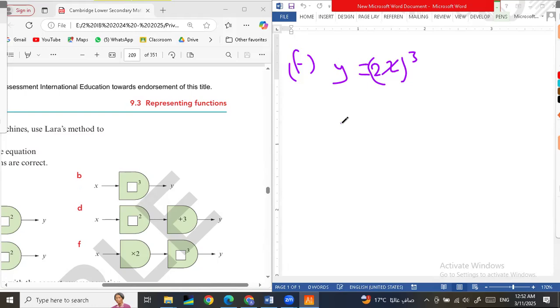What about the reverse? Reverse means I want to find the x. If x equals, I start from the y. So x equals y. What happens? You get the cube root. Don't forget, it's reverse. So cube root of y. After that, I multiply by 2? No, I divide by 2. So the cube root of y, then everything, the answer is over 2.